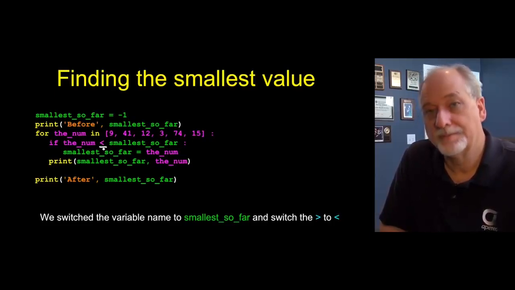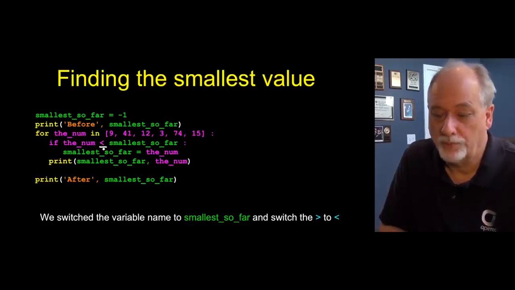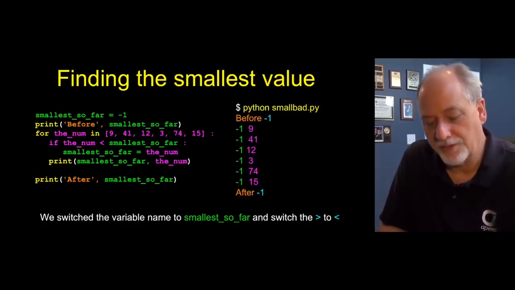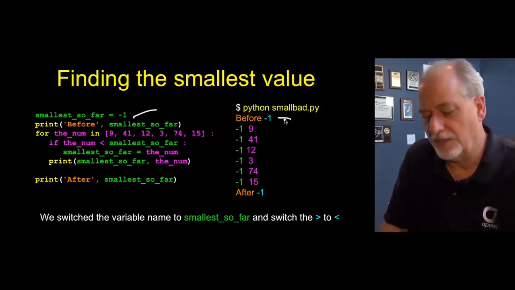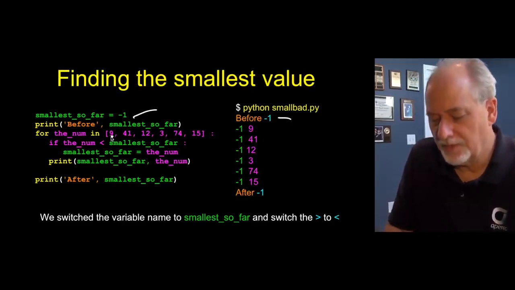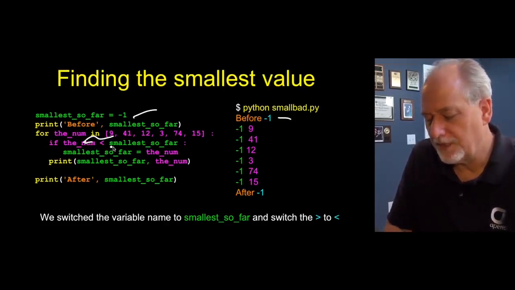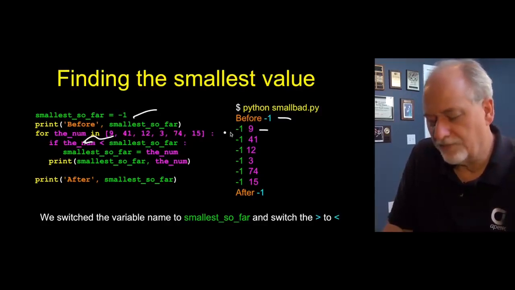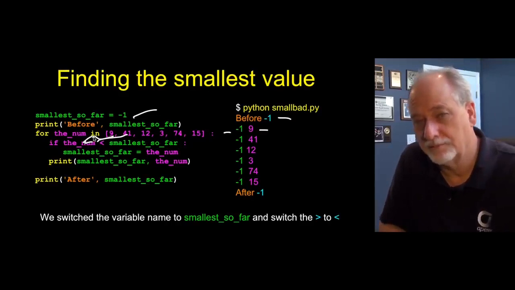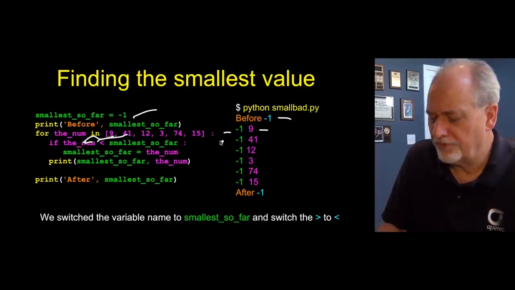The answer is, of course, no, it's not. If we run this code, we set the smallest so far to -1, and it starts out -1. We run it, and it's 9. Is 9 less than -1? No, it's not. So after we see a 9, the smallest so far is -1. Now we're going to run 41. Is 41 less than -1? No, it is not. So the smallest so far is still -1.